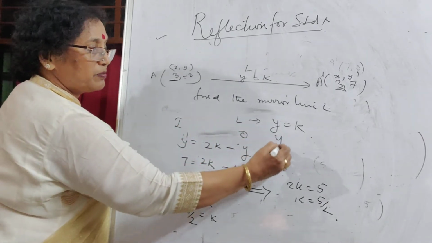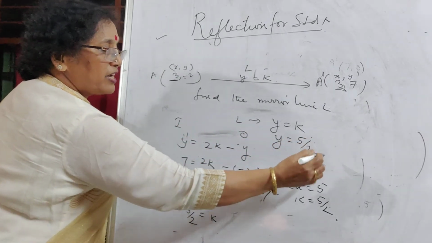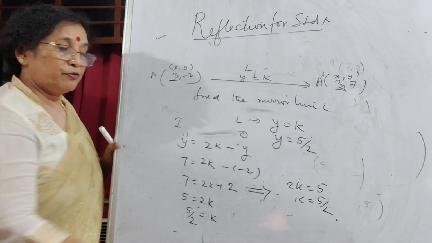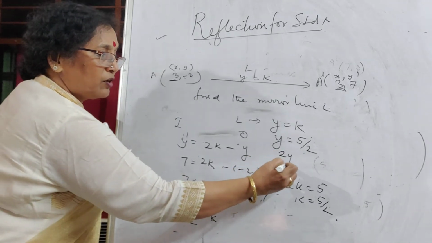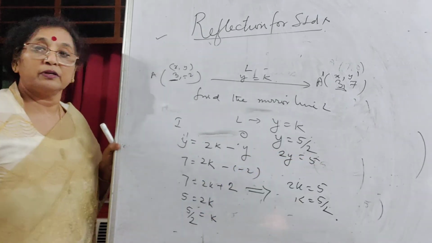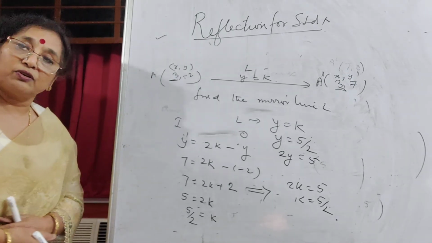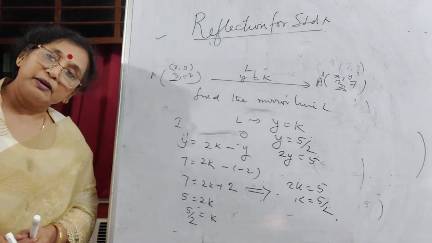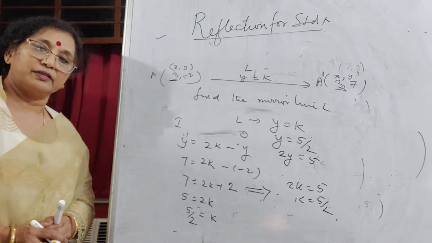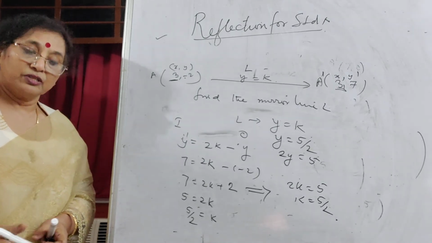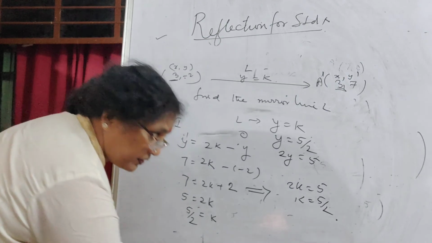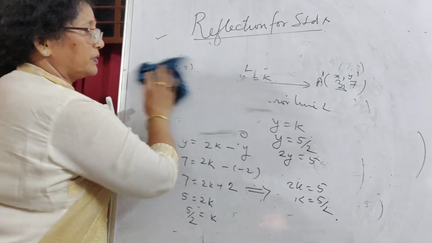Therefore, the equation of the mirror line is y equals 5 by 2. If you want to put it in a more beautiful way, 2y equals 5. Or you can even say 2y minus 5 is 0. Understood? So another one, and then I'll end the class.